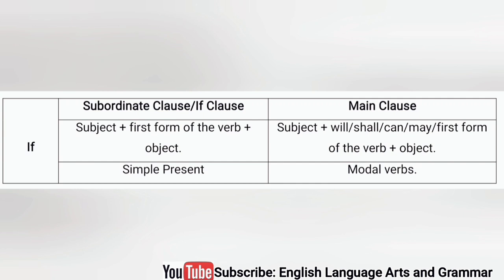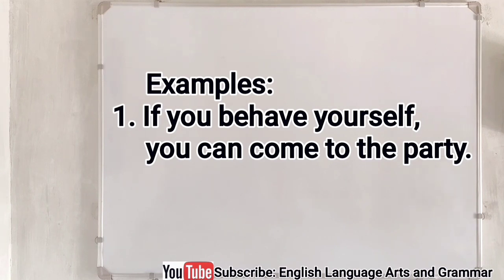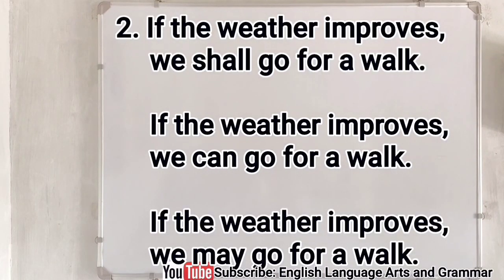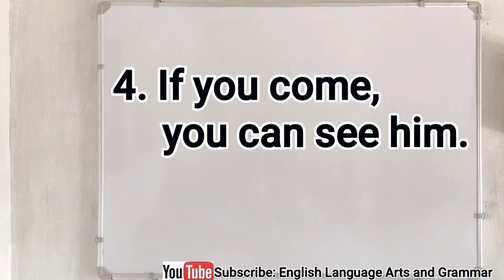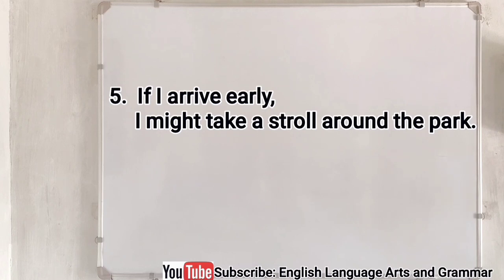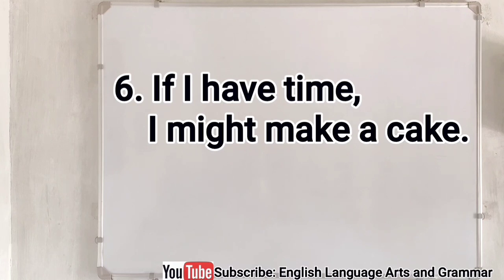Let us learn some examples by using the formula simple present plus modal verbs. Example 1. If you behave yourself, you can come to the party. Example 2. If the weather improves, we shall go for a walk. If the weather improves, we can go for a walk. If the weather improves, we may go for a walk. Example 3. If you promise to be careful, you can drive my car. Example 4. If you come, you can see him. Example 5. If I arrive early, I might take a stroll around the park. Example 6. If I have time, I might make a cake.